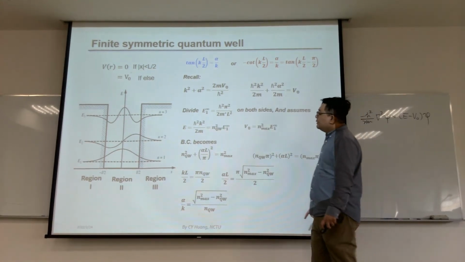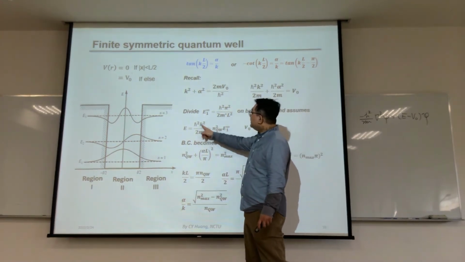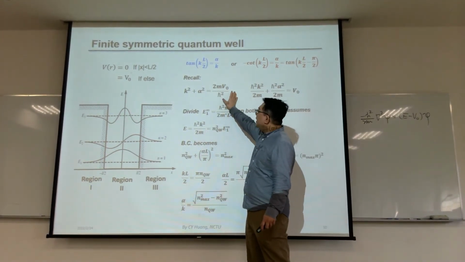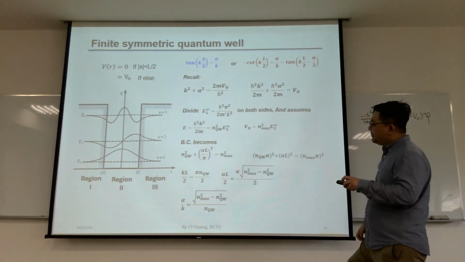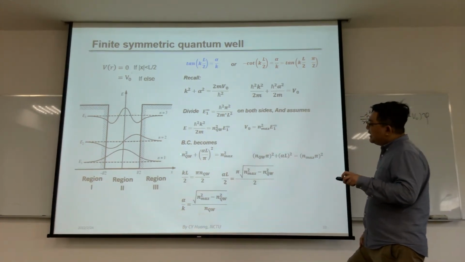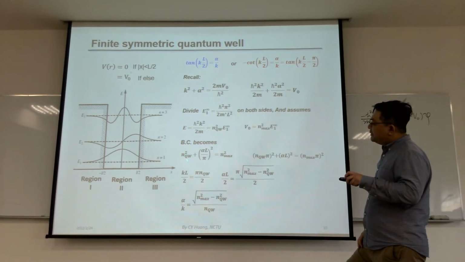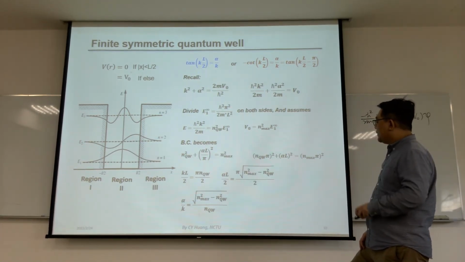Alright, so now we divide by E1 on both sides. We have the boundary condition becoming simpler. It becomes N_QW squared plus alpha L squared divided by pi, equal to max squared.